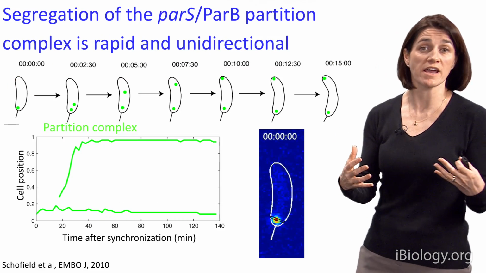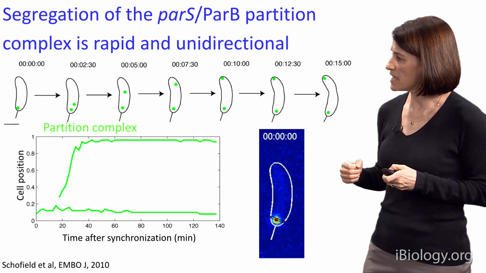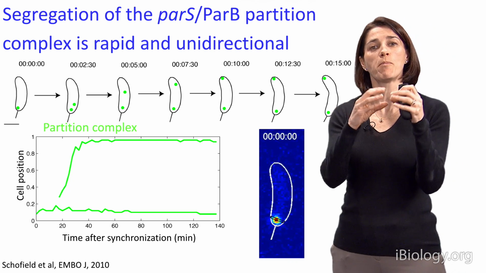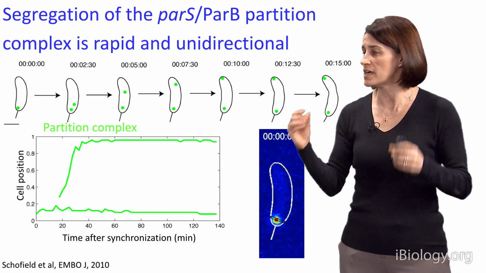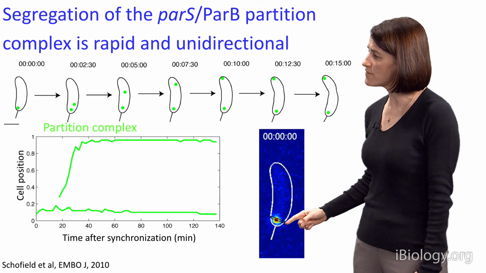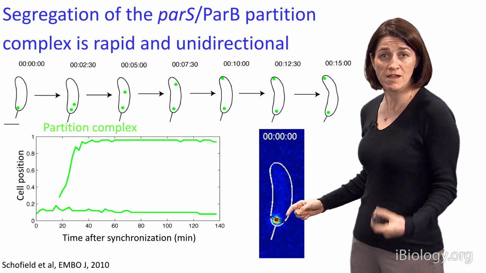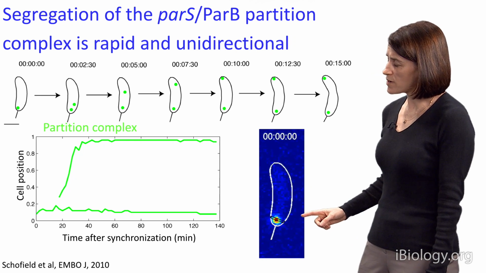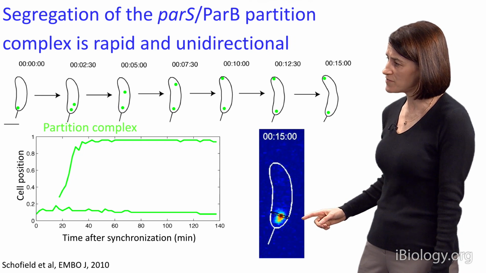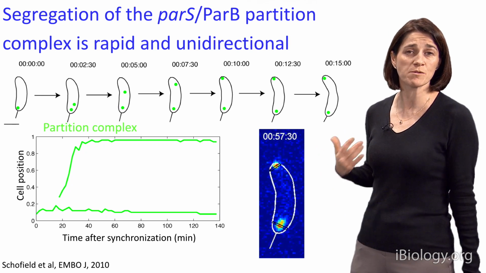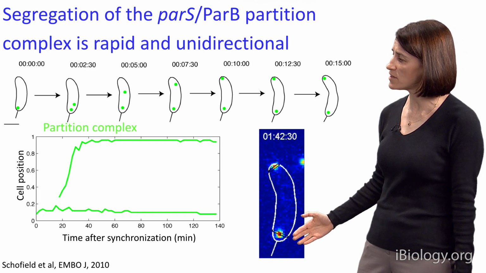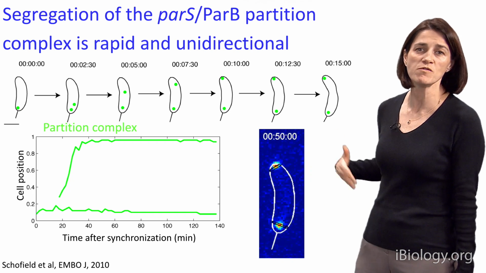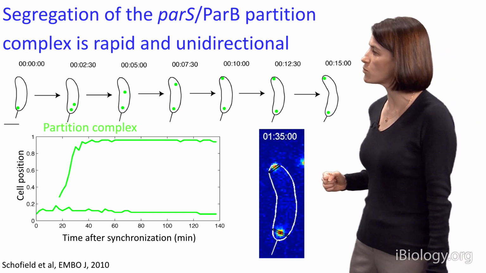Okay, so we can track the partition complex as it's duplicated and translocated. Because there are so many ParB proteins binding to the DNA region, it appears as a bright focus by fluorescence microscopy if you label the ParB protein with a fluorescent protein. So when I start the movie, we're going to have DNA replication occurring that generates a second partition complex. One of them stays at the pole, and the other one that is free is going to migrate to the opposite end of the cells. And the movie is going to loop a few times so that you get to see it more than once.